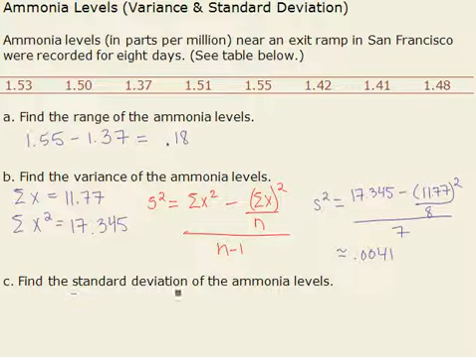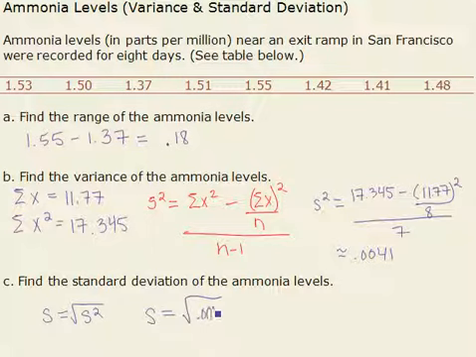Now, to find the standard deviation, the standard deviation s is the square root of s squared. So we know s is the square root of 0.0041, which is approximately 0.064.